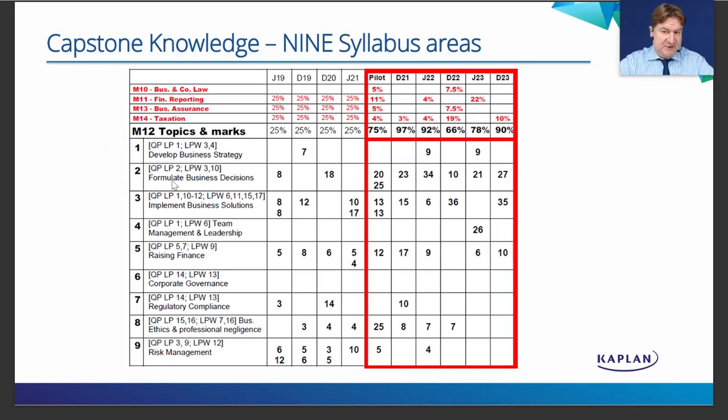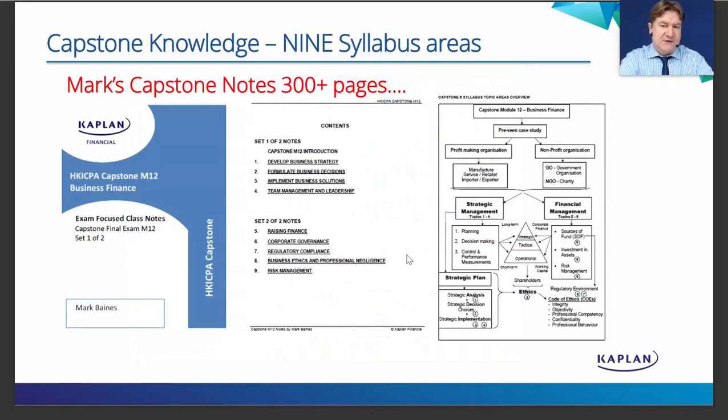For instance, topic 2, formulating business decisions. These are the marks that they've allocated in the actual exams. The Capstone exam is actually out of 80 marks. Implement business solutions, topic 3, you can see here, these are also quite popular as well. And then things like raising finance, that's quite popular in the Capstone exam also.